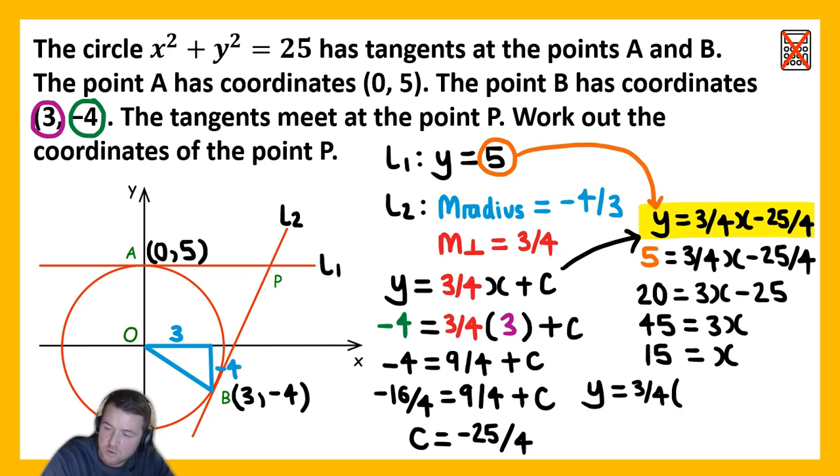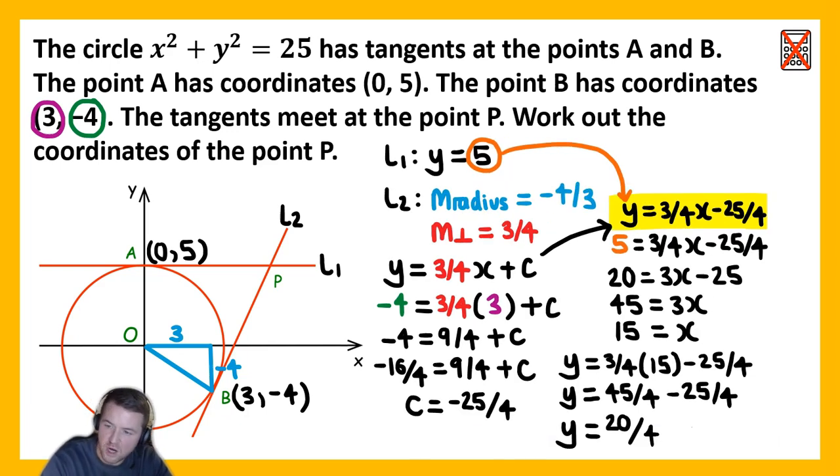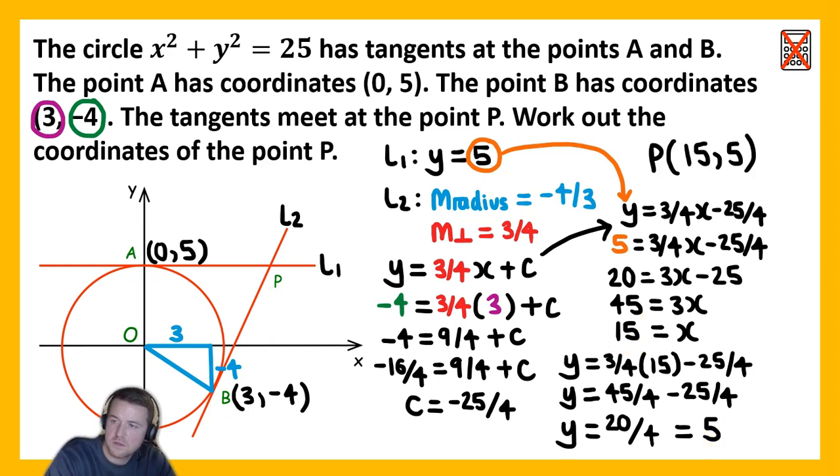So y is equal to 3/4 of 15 minus 25 over 4. Y is equal to 45 over 4 minus 25 over 4, which means y is equal to 20 over 4, and 20 divided by 4 gives us a value of 5. So P's coordinate has an x value of 15 and a y value of 5. Therefore, the coordinate of P would be (15, 5).